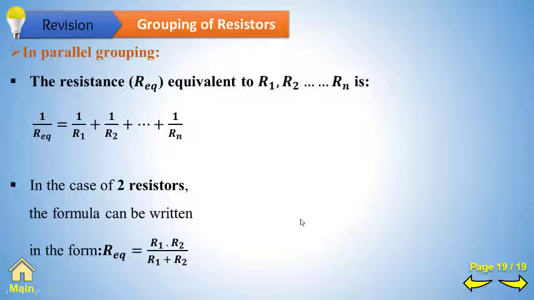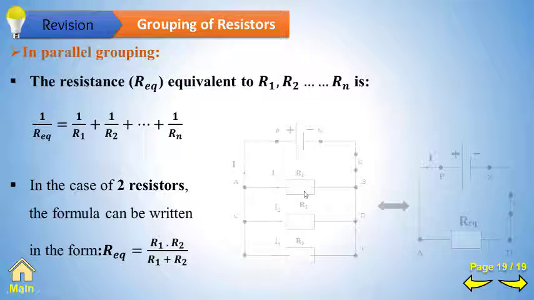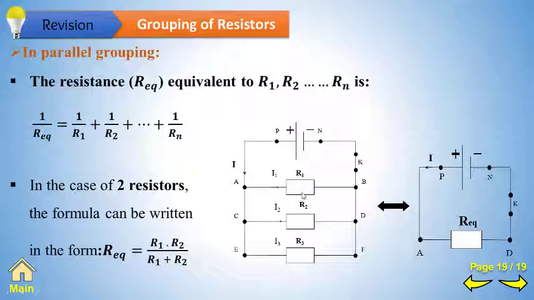Whereas in parallel grouping, the equivalent resistance R of R1, R2, and Rn is given by 1 over R equivalent equals 1 over R1 plus 1 over R2 plus 1 over R3. In the case of only two resistors, the formula can be reduced to the following form. R equivalent equals R1 times R2 divided by R1 plus R2.